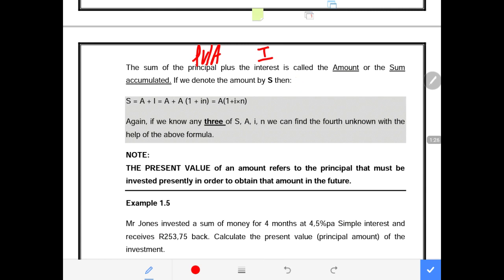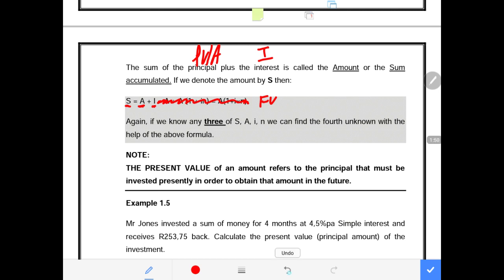Now there is a formula on how to calculate the future value, which is sum accumulated is equal to the amount that was invested plus the interest. Let us wait about that one, just erase it so far. Now if we say the amount that we have invested plus the interest, this will give us the future value of the amount that was invested.